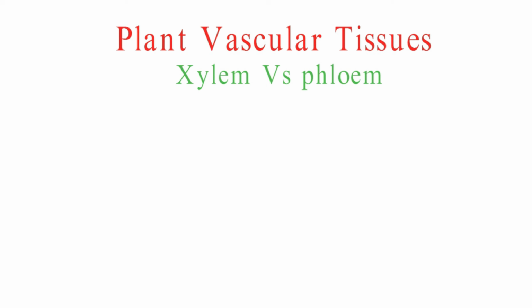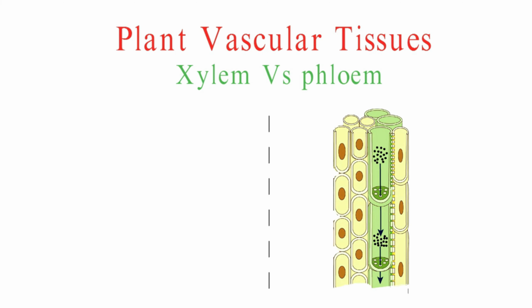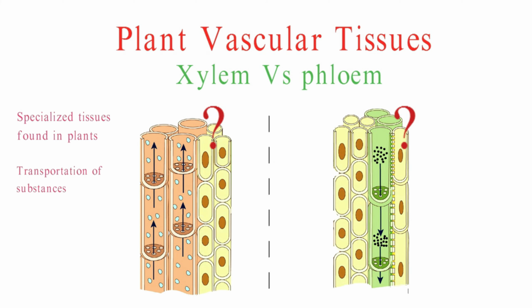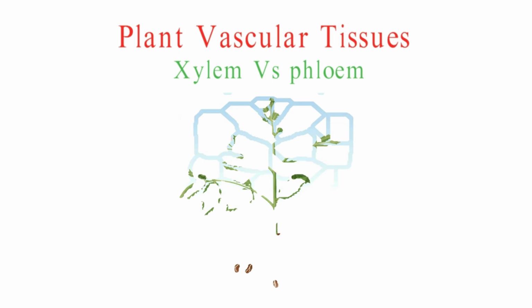Now, let's delve into the differences between phloem versus xylem. These two tissues are crucial for a plant's survival. Phloem and xylem are specialized tissues found in plants, responsible for the transportation of essential substances. Think of them as the plant's circulatory system. But here's the catch: they have distinct roles.